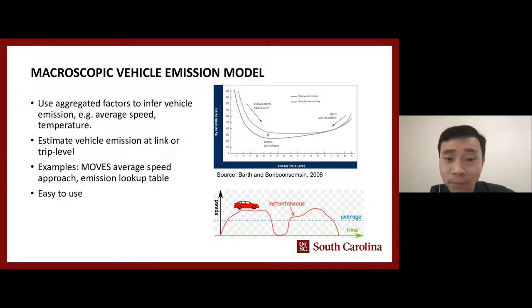For vehicle driving, if you look at the instantaneous speed, it goes up and down, but in those macroscopic emission models, they normally just use the average speed to find one average emission rate, one reference to one emission rate.